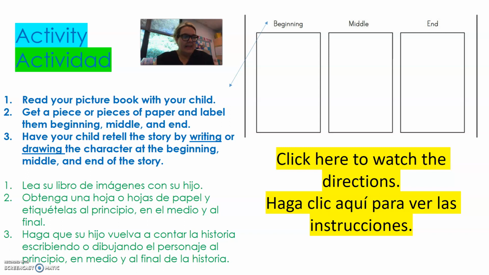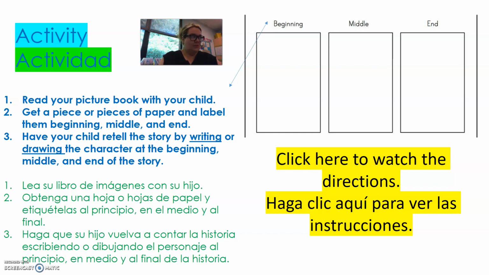For beginning, middle, end. Or you can take a piece of paper and you can fold it into 3 pieces. And you do that by folding one side first, just past the middle, then fold the other one over, squeeze the edges, open it up, and you should have 3 pieces. They are in thirds. You've got 1, 2, 3. Then you would write beginning, middle, and end.